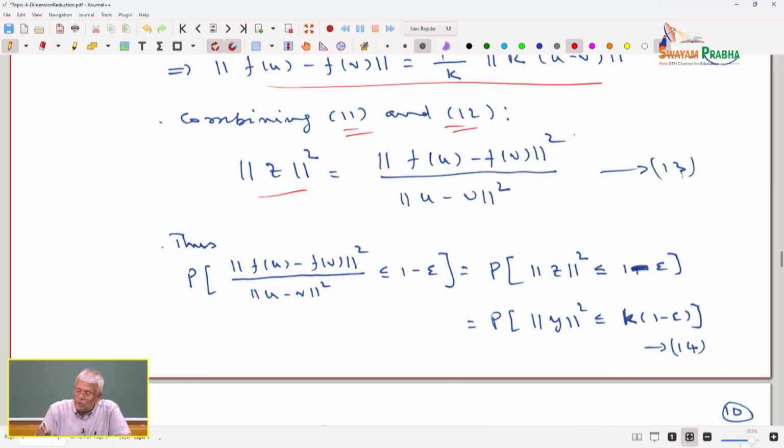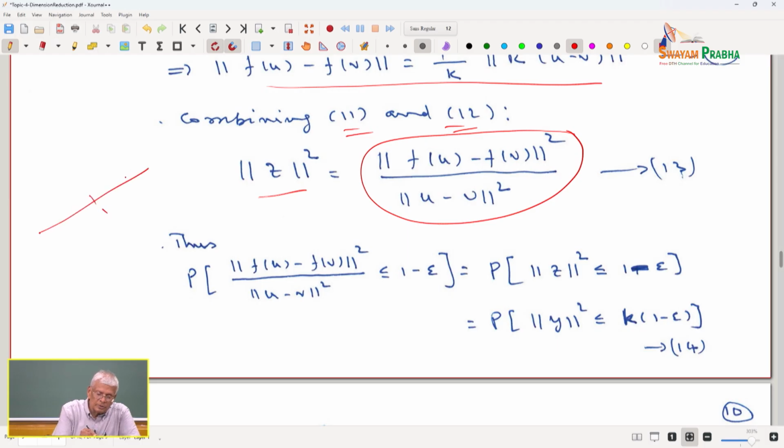So this is the ratio we're interested in. I want this ratio to be upper bounded by 1 plus epsilon and lower bounded by 1 minus epsilon. So look at this now. This is 1, this is 1 plus epsilon, this is 1 minus epsilon. So what is it that we are asking? The ratio being less than 1 minus epsilon. What is the probability of that?